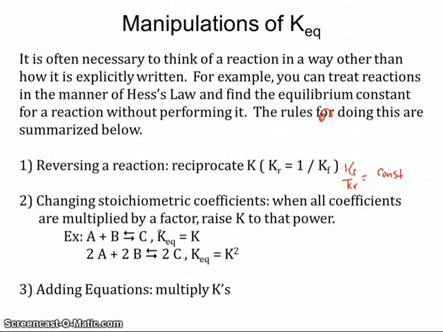Then the last thing we see is if I add equations, I just multiply their K's. So, for example, if I have A goes to B and C goes to D, and I want to add those reactions together, this is K1, this is K2, then down here I get A plus C goes to B plus D. My new K for this expression is going to be K1 times K2. That's all we're saying.